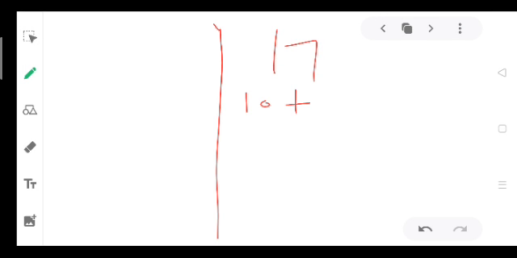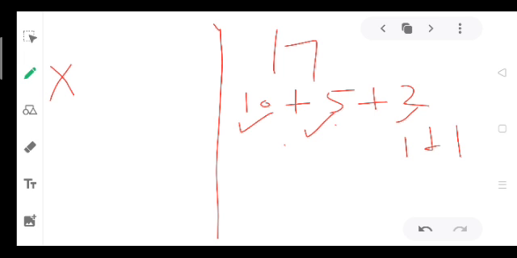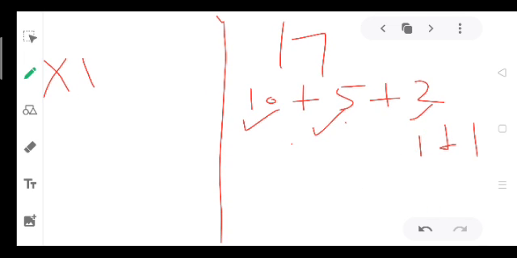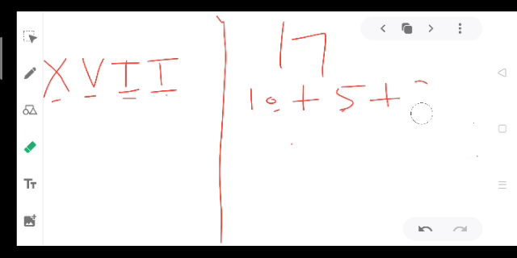Now 17. 10 plus 5 plus 2. We have the symbol for 10, for 5 also, but not for 2. So 2 again we will expand into 1 plus 1. Now easily we can write for 10 X, 5 V, and for 2 II. So the symbol for 17 is XVII.